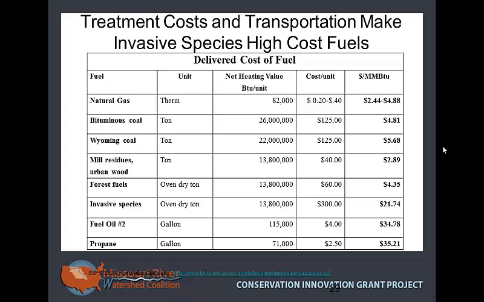This slide here just has some basic comparative costs of the fossil fuels. Unfortunately, in this part of the country, there's a lot of coal production, a lot of natural gas. We're competing with some pretty big dogs economically, but it just makes a lot of sense to me.